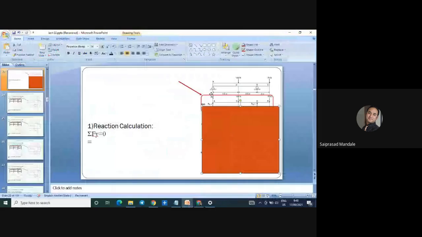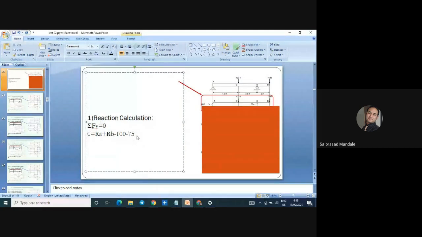So the equation becomes RA plus RB minus 100 minus 75 equals 0. Therefore, this equation becomes RA plus RB equals 100 plus 75, which is 175, and the unit is Newton. This is my first answer.